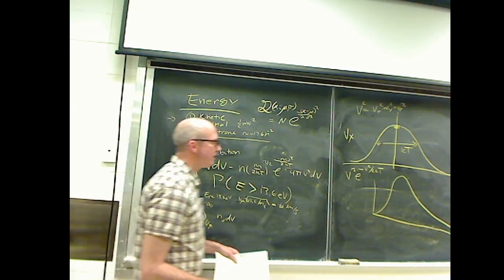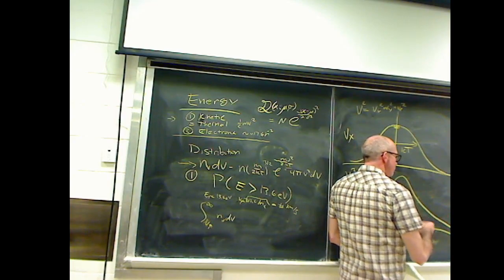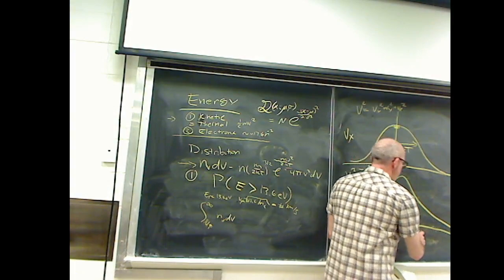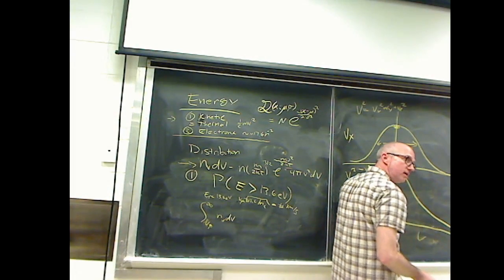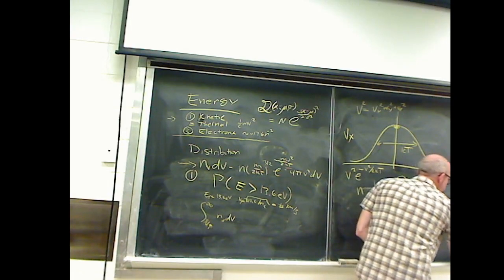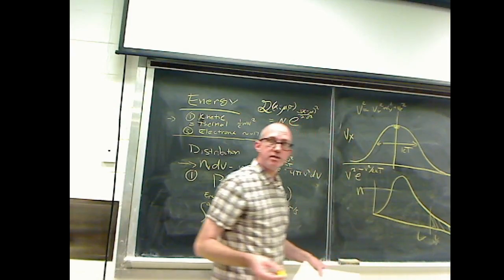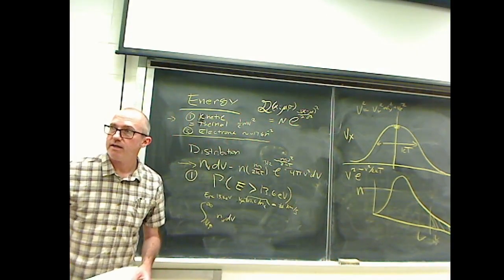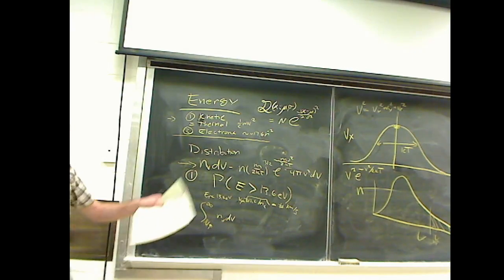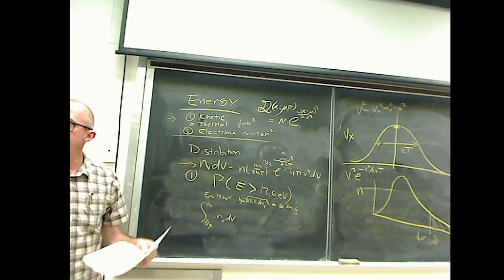Graphically, this is what v squared e to the minus v looks like. So this is the number of atoms, and this is the velocity. We want to know what's the area under the curve above this ionization velocity. That'll give me the fraction of ionizing collisions.